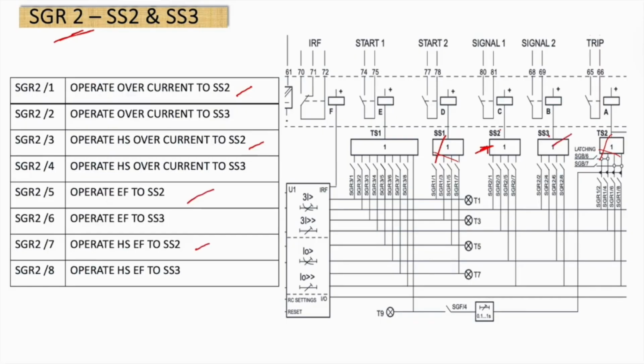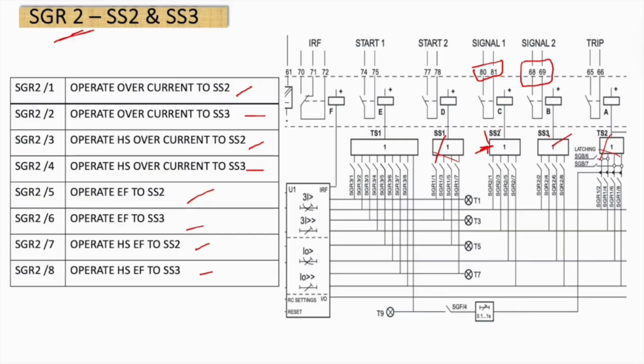Within SS3, you'll find the same functions: overcurrent, operate, high set overcurrent, earth fault, and high set earth. You just have to choose whether to connect them to SS2 or SS3. The contacts that operate SS2 will be 80 and 81, and the contacts that operate SS3 will be 68 and 69. So if you need to create some logic or signaling, or give a command other than tripping, okay? If you need an alarm, you can use both of these.